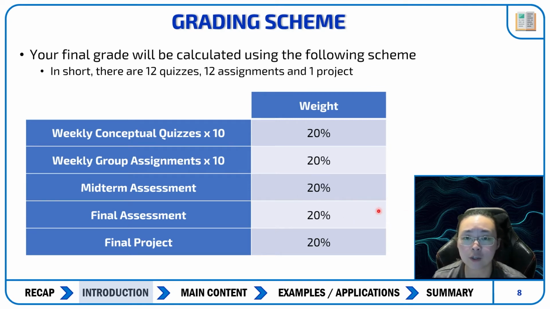Now, there is going to be a final project for this course, and it's going to be 20%. So the weight is very easy to remember. It's just 20% for everything.